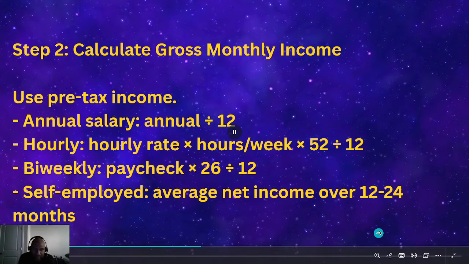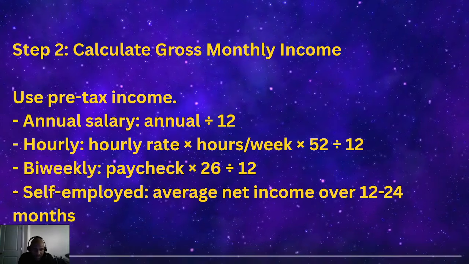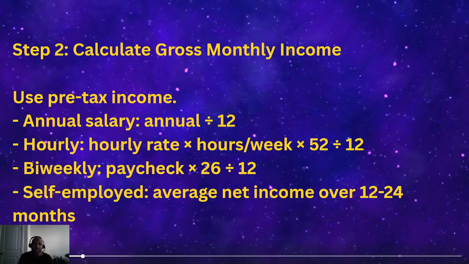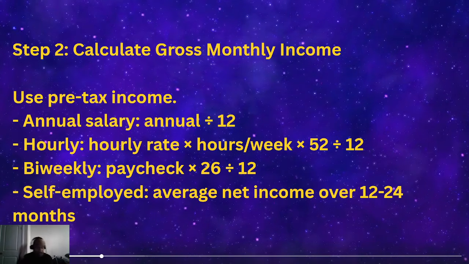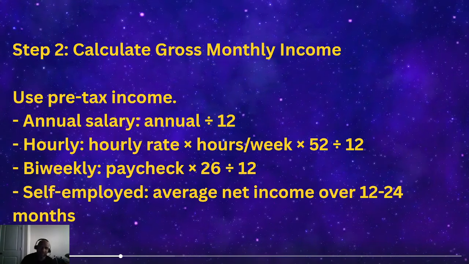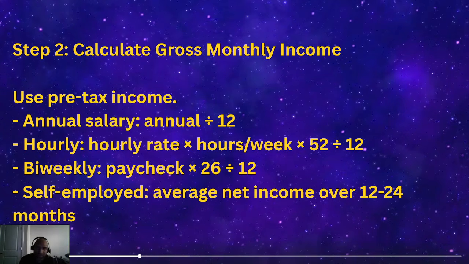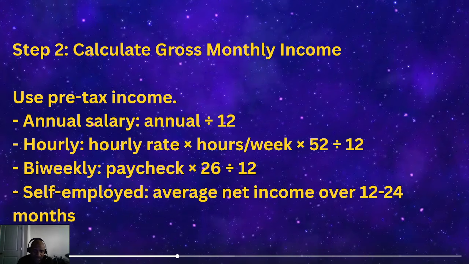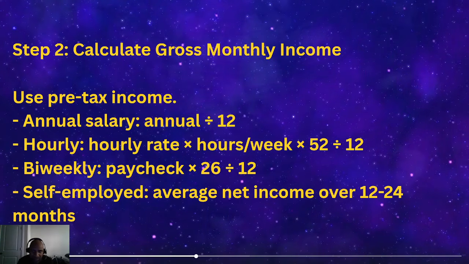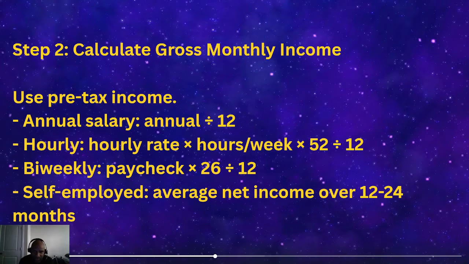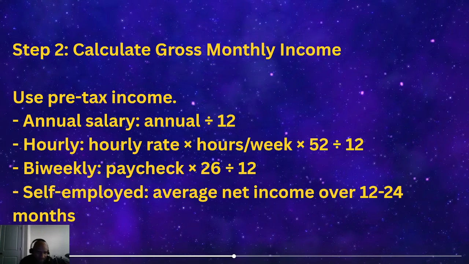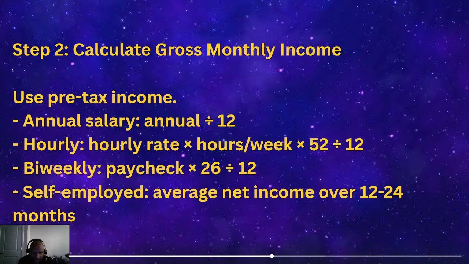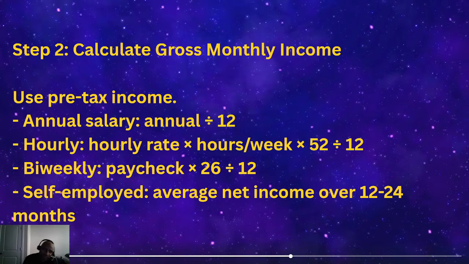Step 2, calculate gross monthly income. Use pre-tax income. Annual salary, divide that into 12. Your hourly rate times your hours per week times 52, divide that into 12. Bi-weekly paycheck times 26, divide that into 12. Self-employed, average net income over 12 to 24 months.